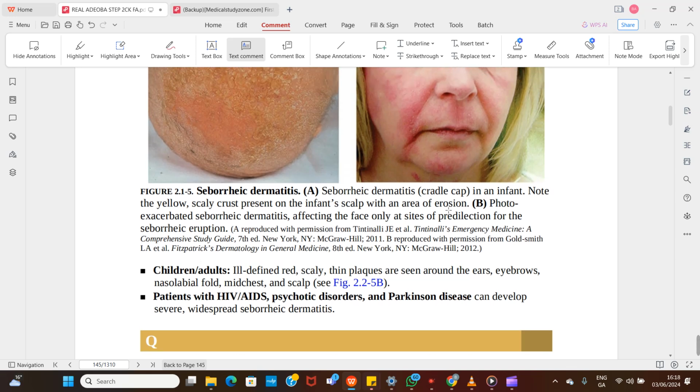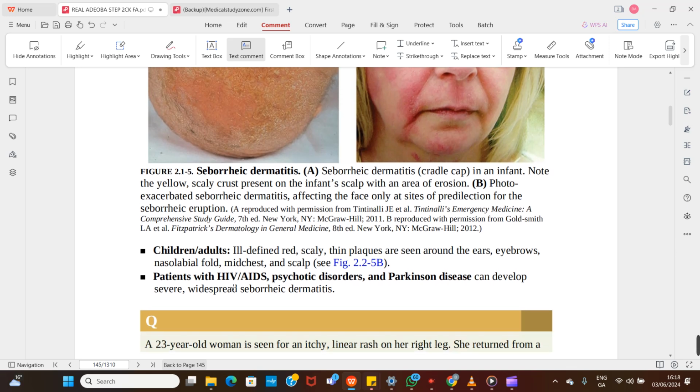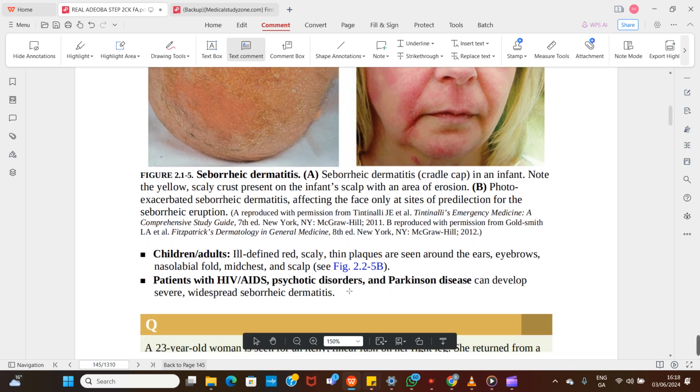To be sure I'm not missing anything: it's very common in people with HIV/AIDS, psychotic disorders, and Parkinson's disease. We have to take home this point. HIV/AIDS, Parkinson's disease especially, and psychotic disorders. Some will also say stroke. So people with CNS problems, stroke, Parkinson's disease, psychotic disorders, and people with HIV usually have a widespread seborrheic dermatitis. It's usually very severe. You see multiple lesions everywhere, and it's widespread. So think about HIV, Parkinson's, psychotic disorder, and stroke for individuals with widespread severe seborrheic dermatitis.